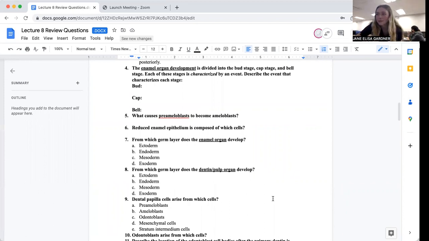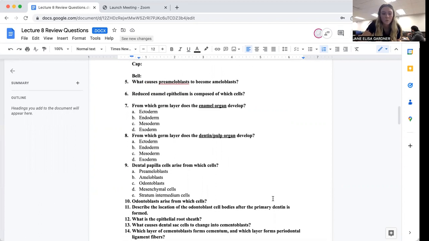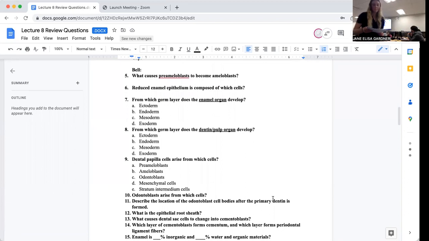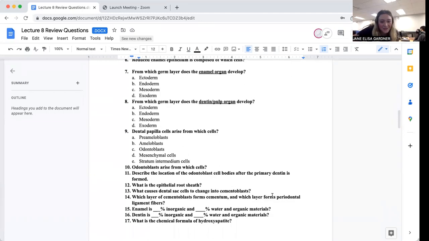Okay, 9. Dental papilla cells arise from what cells? Which cells? Yes, I think it's mesenchymal. So in your drawing, on the first page, that little circle area on the bud, that's what mesenchymal cells are, and then they differentiate into dental papilla cells. That's mesenchymal. Mesenchymal to dental papilla. Okay, we're on 10.